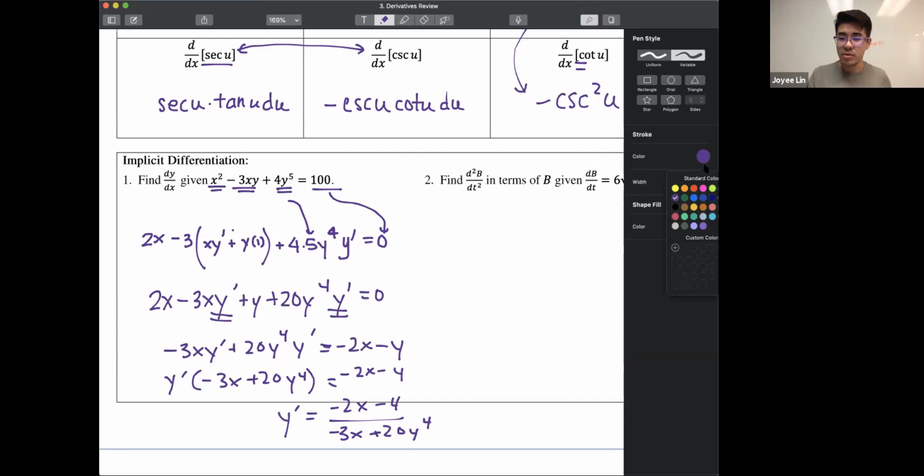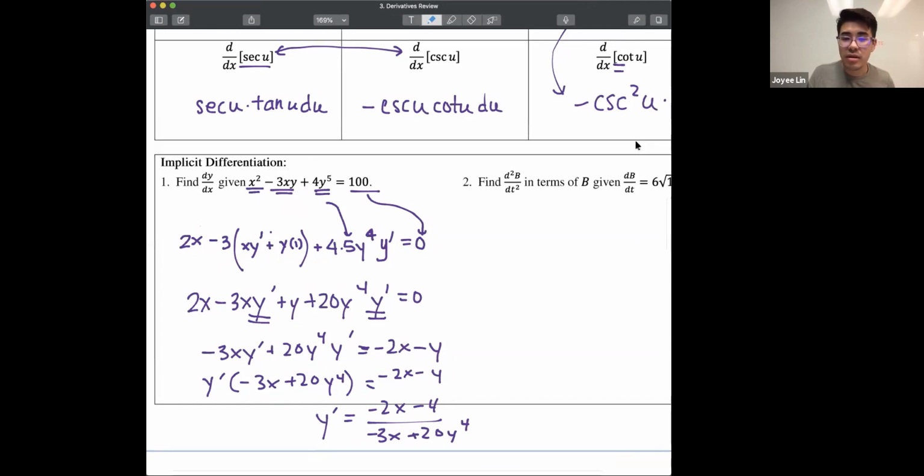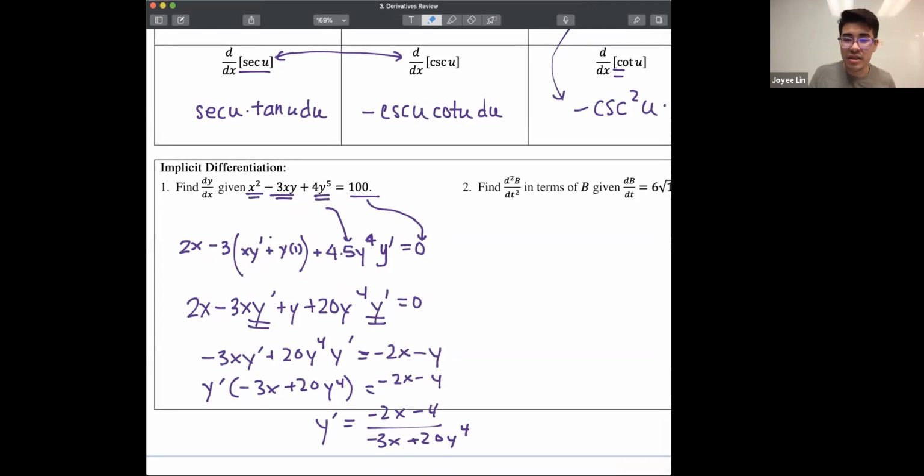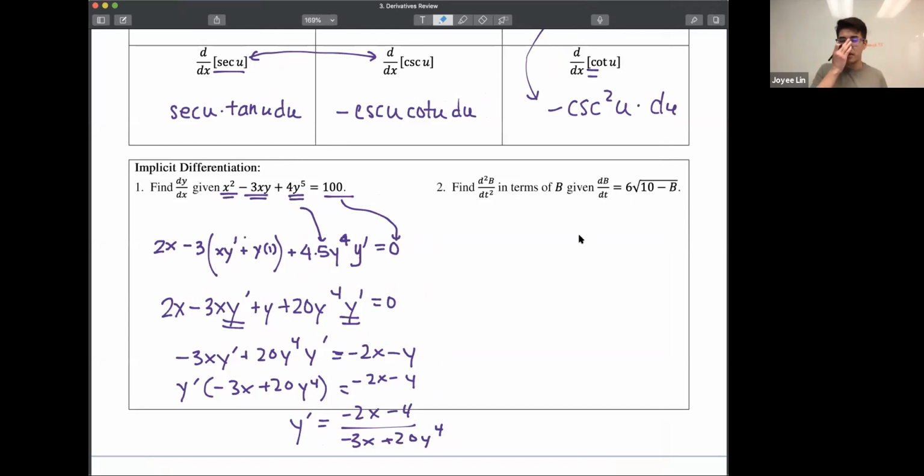Alrighty, switch to another color. Let's do blue. Close this out. What do y'all think of the next slide? Find the derivative of b with respect to t. Oh, given that, sorry, that is the derivative, excuse me. So find the second derivative.